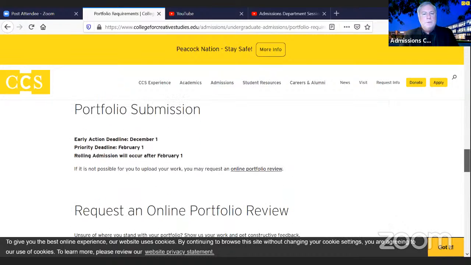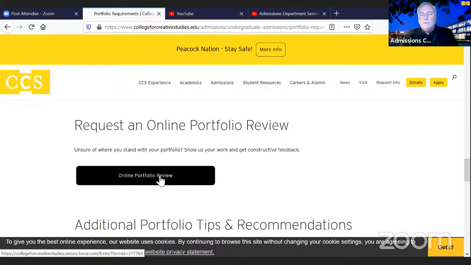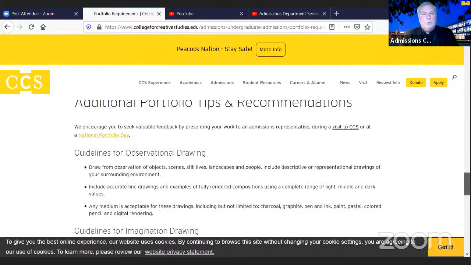And for those of you who may be slightly nervous about submitting a portfolio, you can submit work here for, I think, about 5 uploads that we will evaluate and give you feedback on your preferred method. And whether you prefer a phone call or a Zoom video chat, you can just upload work here. And there's more portfolio tips and recommendations.